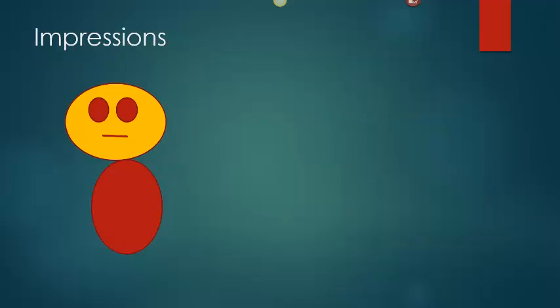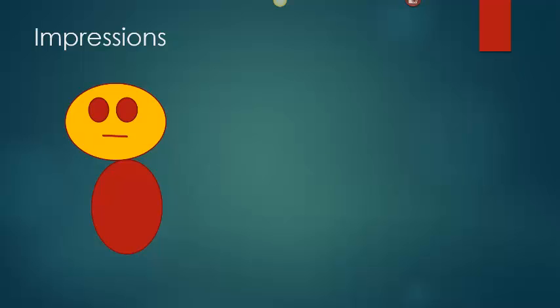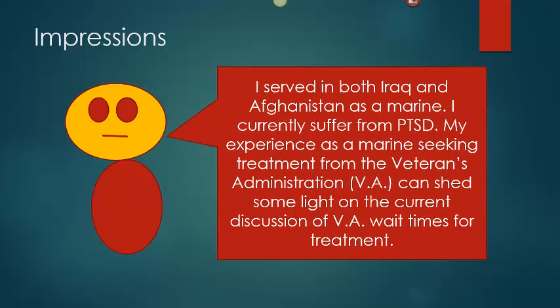So here are our examples. Let's say you, as the writer, served in both Iraq and Afghanistan as a Marine. You currently suffer from PTSD. You're writing an academic paper, and you want to be persuasive. You might begin your writing by saying, I served in both Iraq and Afghanistan as a Marine. I currently suffer from PTSD. My experience as a Marine seeking treatment from the Veterans Administration, VA, can shed some light on the current discussion of VA wait times for treatment.